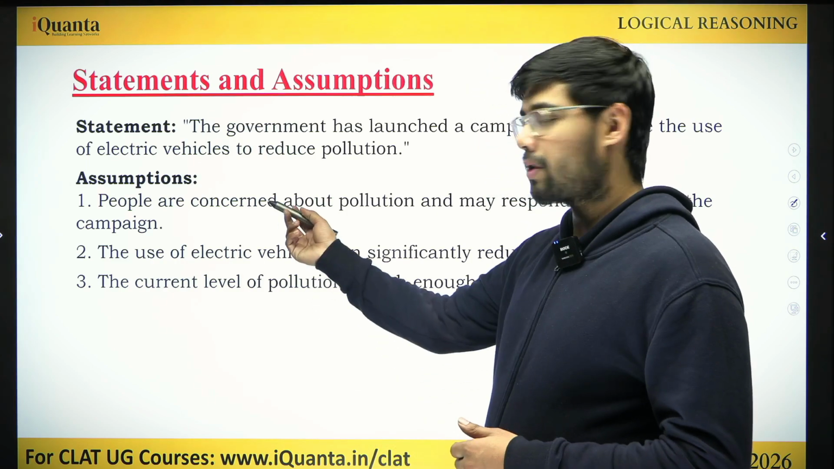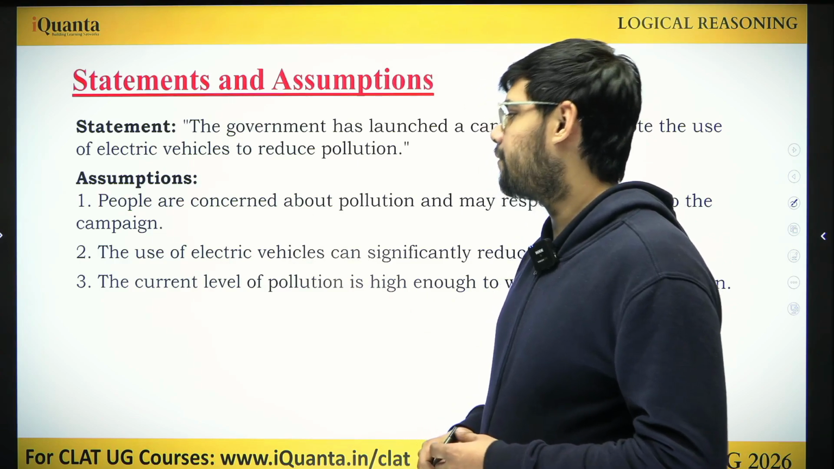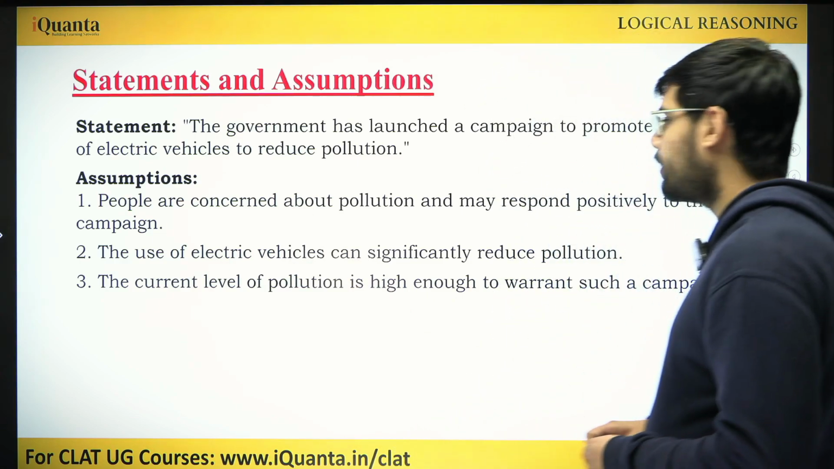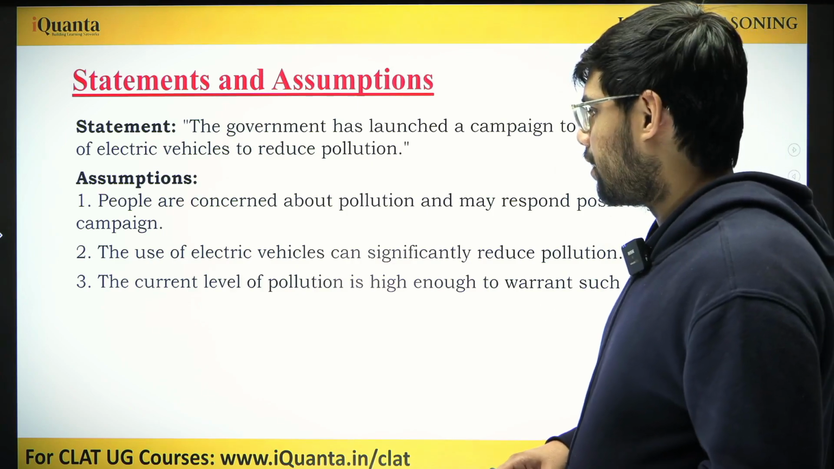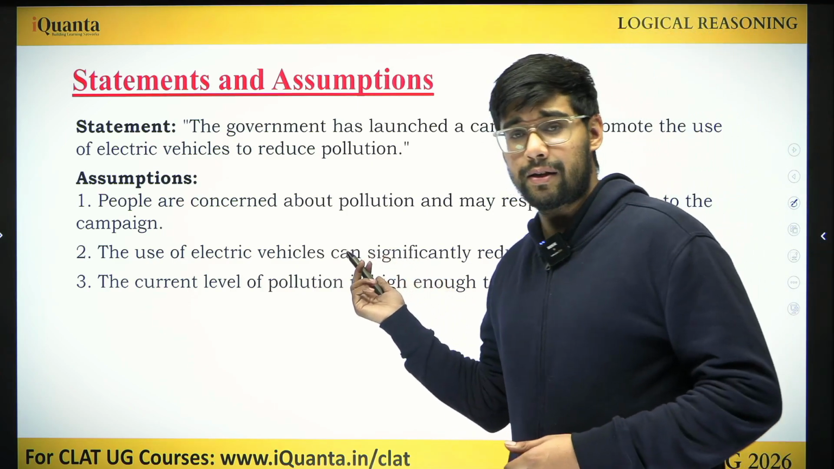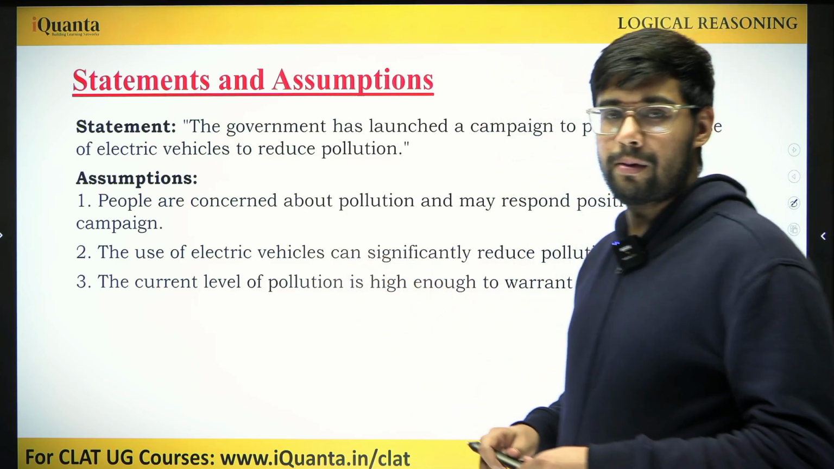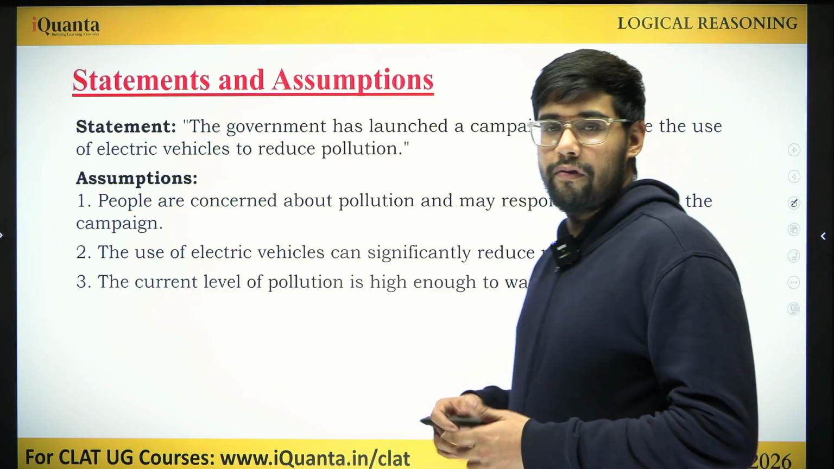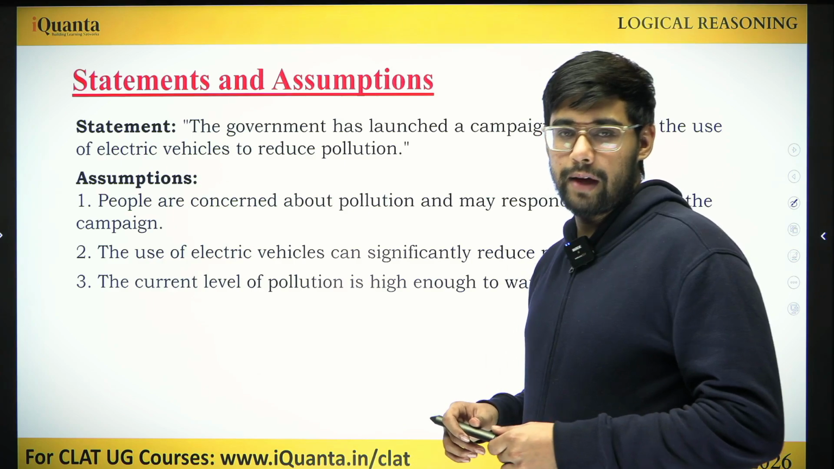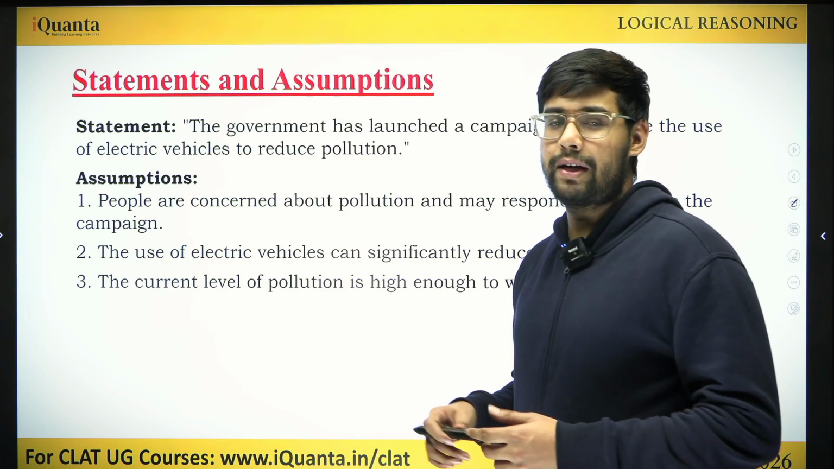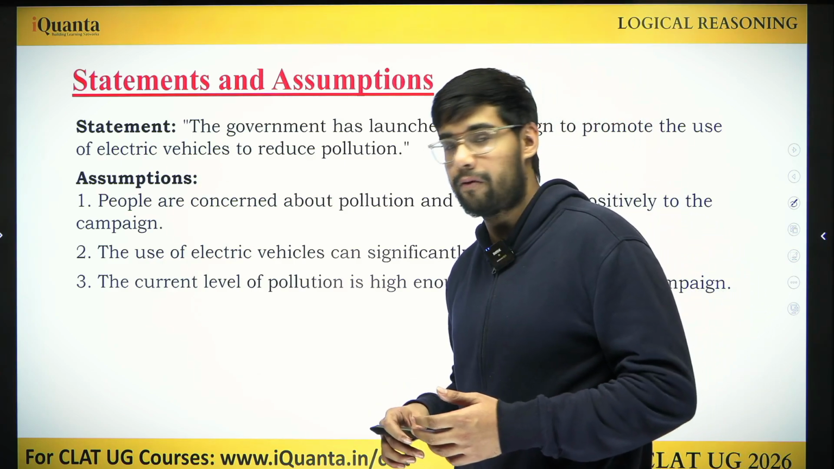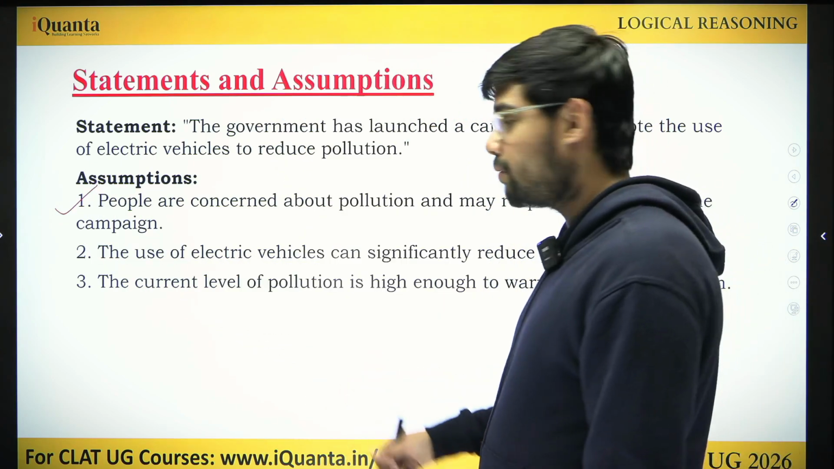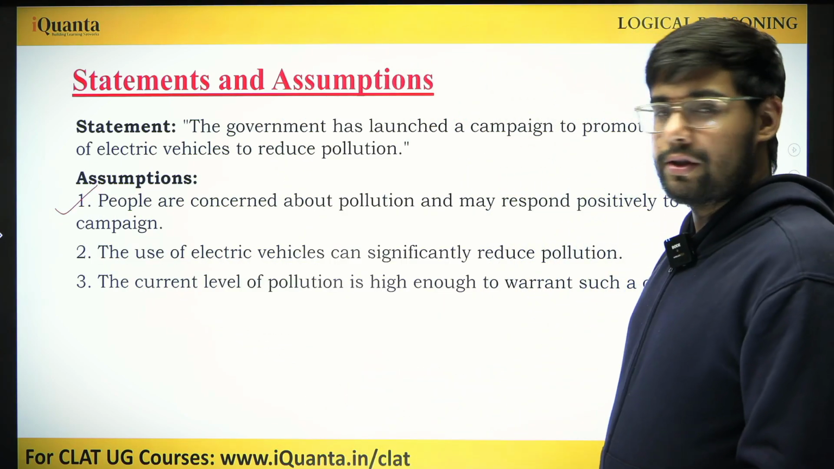So let's look at the prospective assumptions as well. The first part says people are concerned about pollution and may respond positively to the campaign. So, of course, this is a valid assumption, I guess. People are actually concerned about pollution, and that is the reason why the government is introducing the electric vehicles concept and hoping that people will align with it, and they also have a similar aim of reducing the pollution. So, of course, this is a valid assumption. This we can assume.